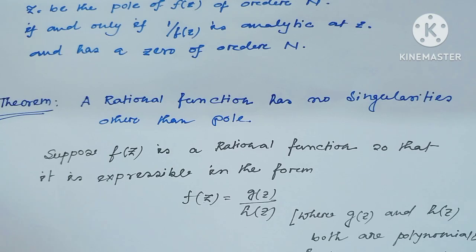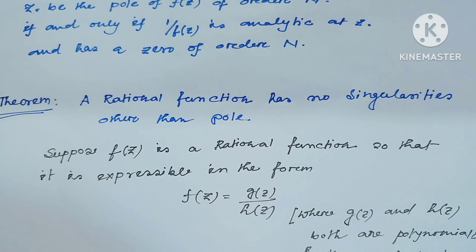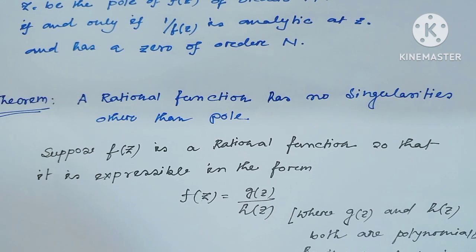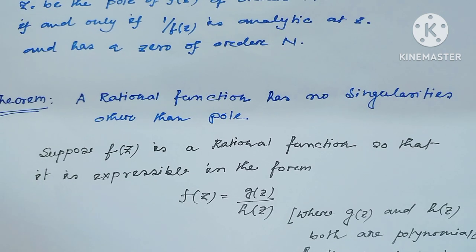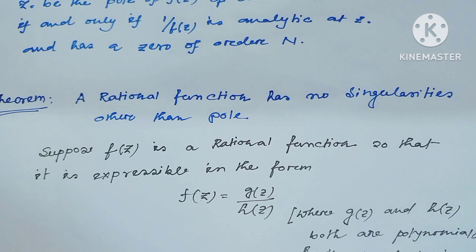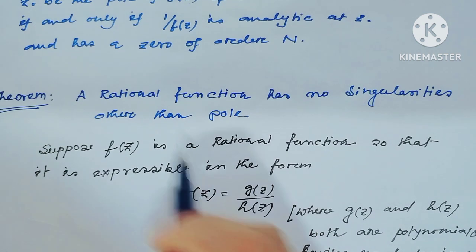Another behavior near a pole, which I have not discussed in my previous video: a rational function has no singularity other than poles.